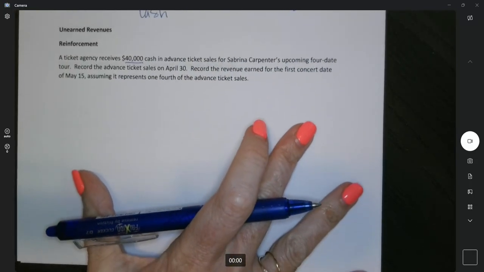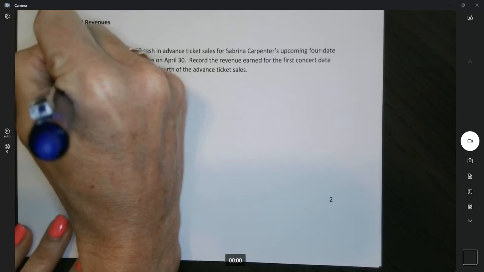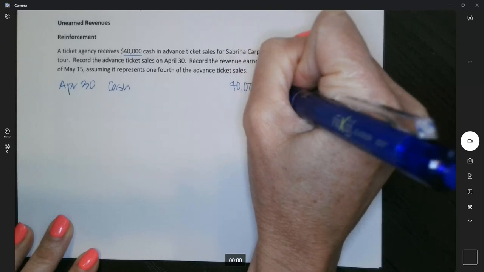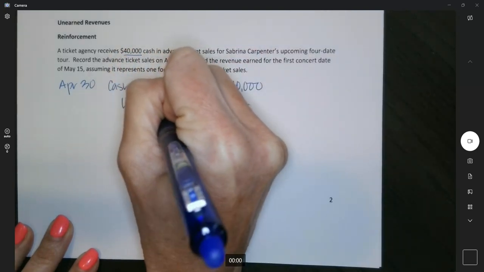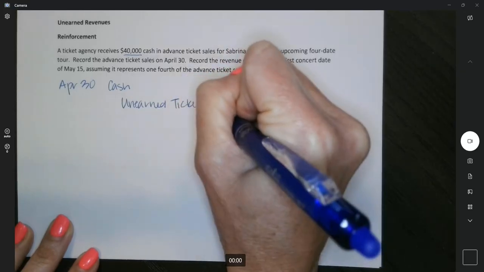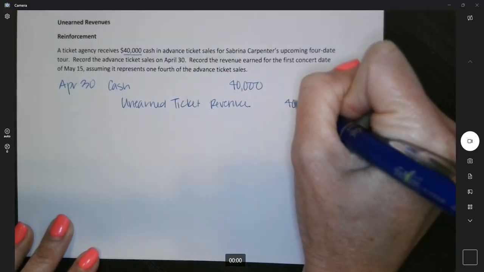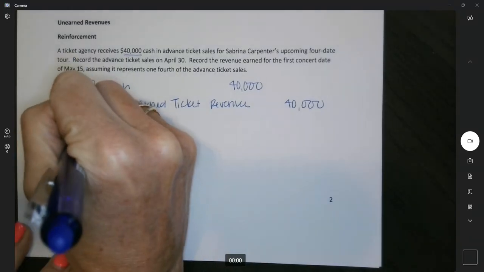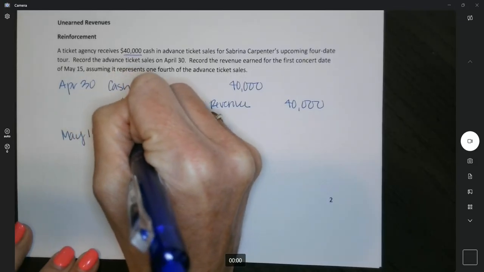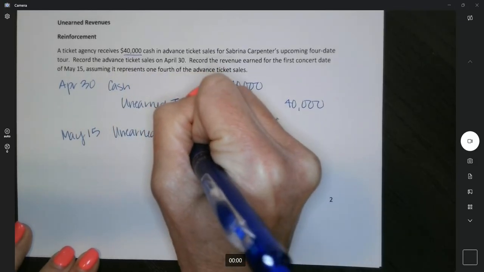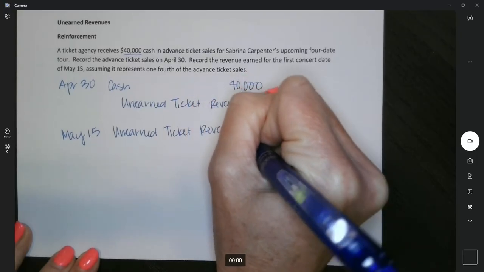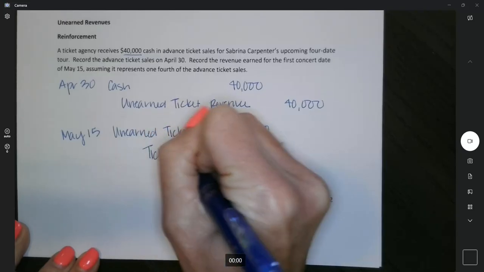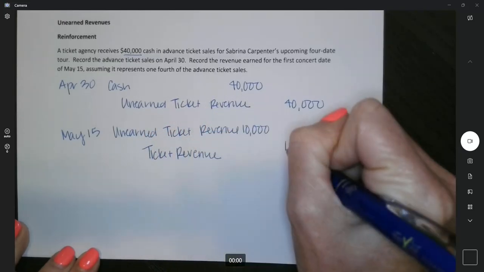So, on April 30th, our first entry will be a debit to cash for $40,000 and a credit to unearned ticket revenue for $40,000. On the day of the first concert, which is May 15th, we're going to debit unearned ticket revenue for 1/4 of this, so we'll go $10,000, and we'll credit ticket revenue for $10,000.